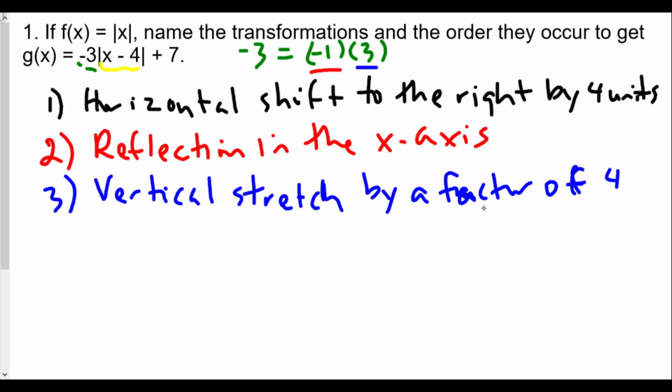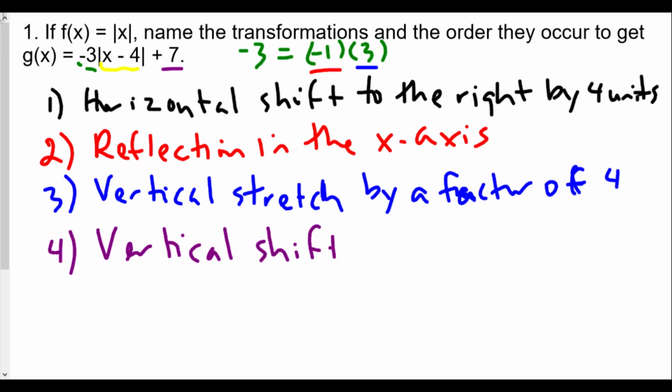And now finally, the last thing to look at is going to be this plus 7. And we said plus 7 is usually going to be a vertical shift. Okay, up by 7 units.